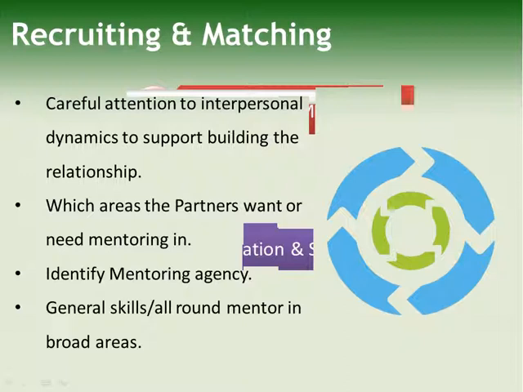Identify which areas the partners want or need to be mentored in. This can be done through an interview process. Identify mentoring agency that may be a good fit. It's important that they have general skills, an all-round mentor in broad areas of organizational development.